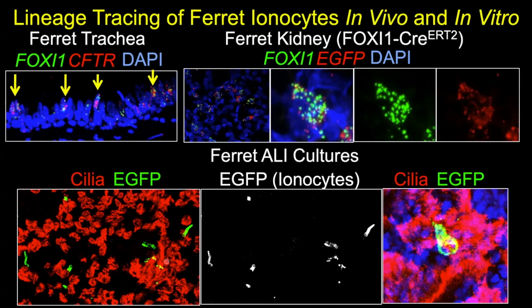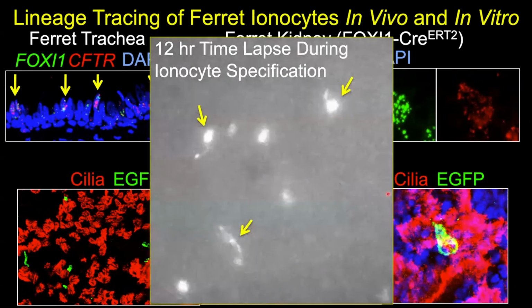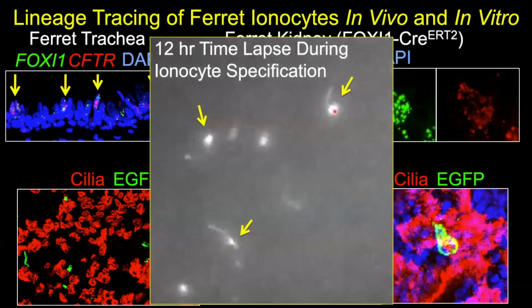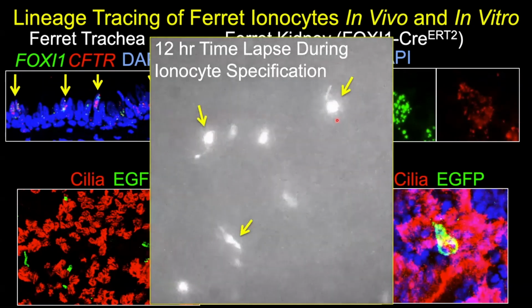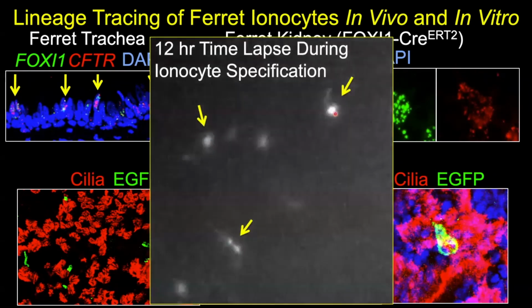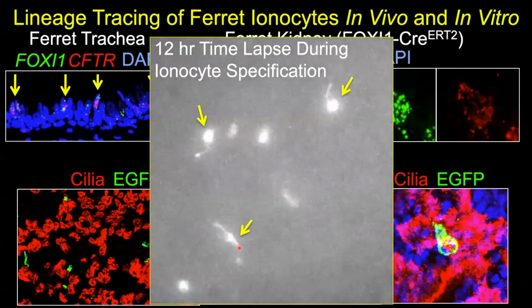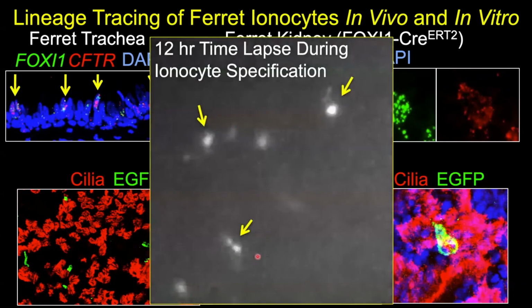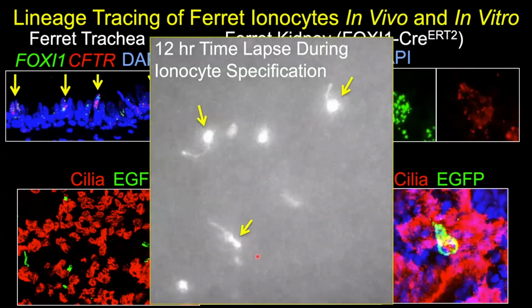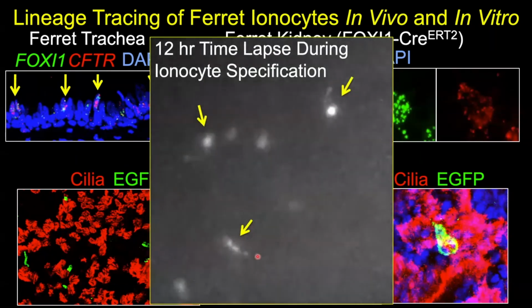We can see here labeling of cilia with ionocytes here in green. And interestingly, at early stages of differentiation, one sees that the ionocytes which are forming, here marked in white following hydroxytamoxifen treatment of ALI cultures that are actively differentiating, are very active cells, extruding appendages and retracting, connecting with other cells. What this exactly means in terms of their function is currently unclear, but we're using this in vitro model to try to dissect that.